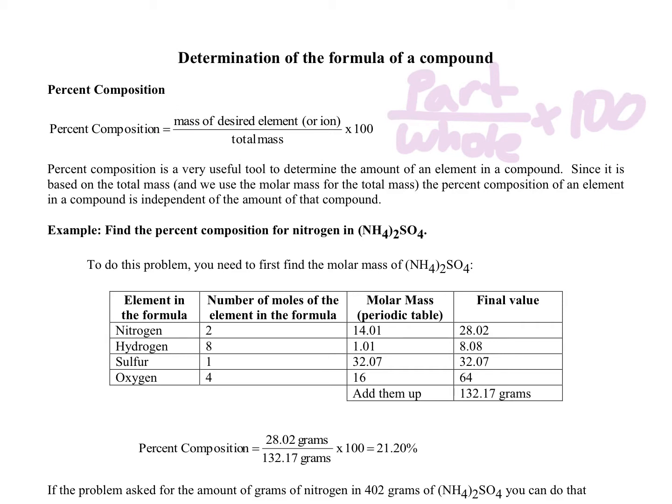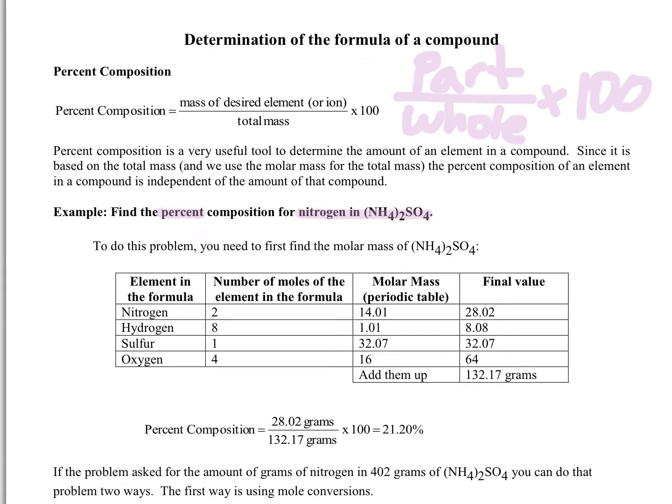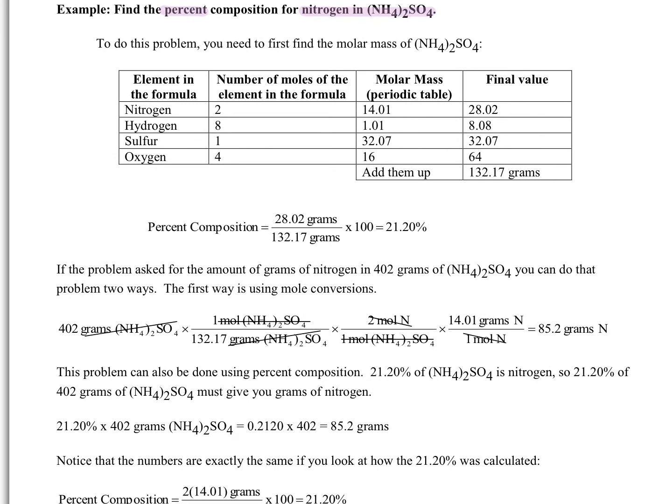Since it is based on the total mass, the percent composition of an element in a compound is independent of the amount of that compound. Right? It's a percent. So if I was to ask for the percent of nitrogen in ammonium sulfate, the first step is to get the molar mass for the entire compound. Nobody expects you to ever show your work for how you got the molar mass of the compound. You should be able to do all of this in your calculator.